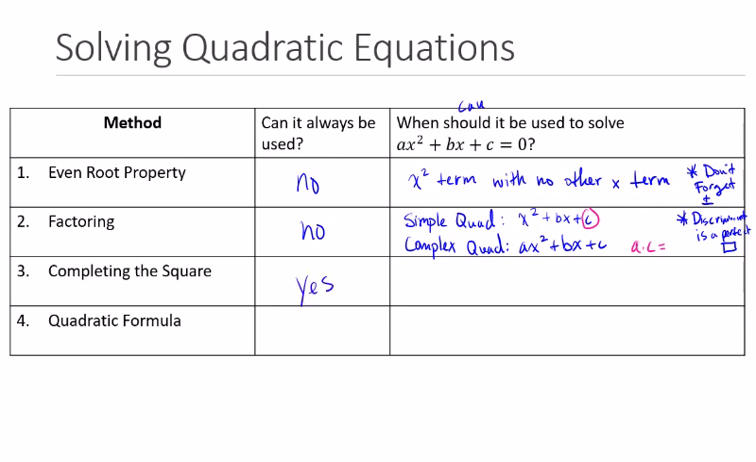Yes. And I would say, when should you use it? If you prefer it over the quadratic formula. Okay, otherwise, there's not really a huge advantage, unless it's set up nicely, right? If it's set up to be like x squared equals a number, that's almost the even root property already, right? That's what it uses. So if you have x squared equals a number and it's already solved like that, then you can just do that.